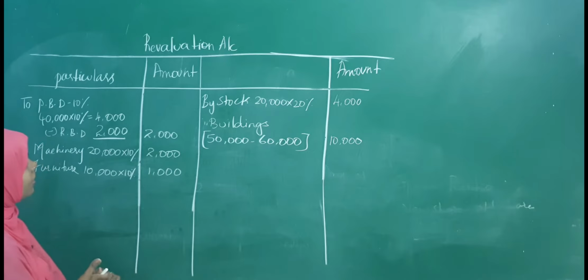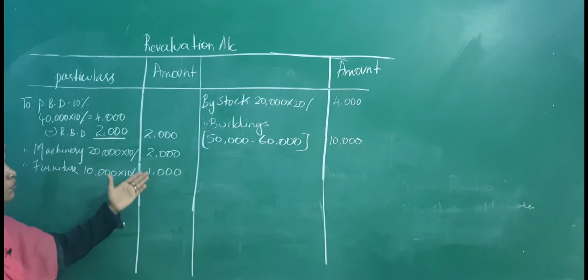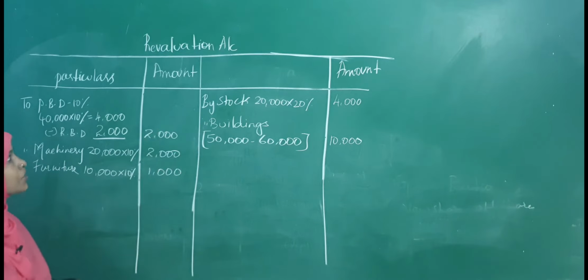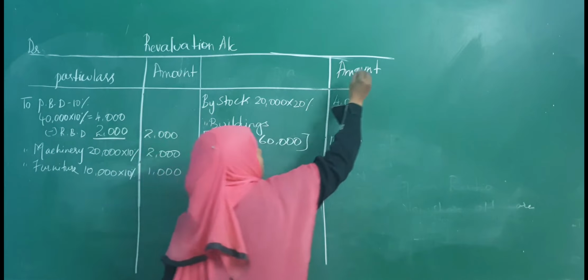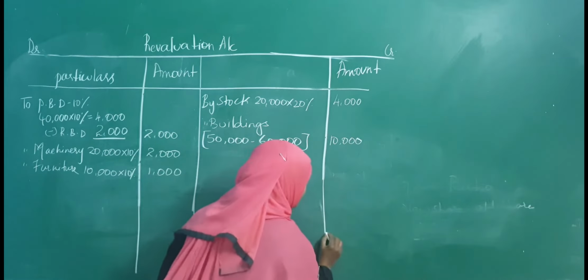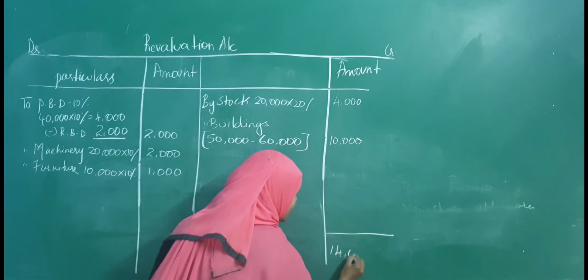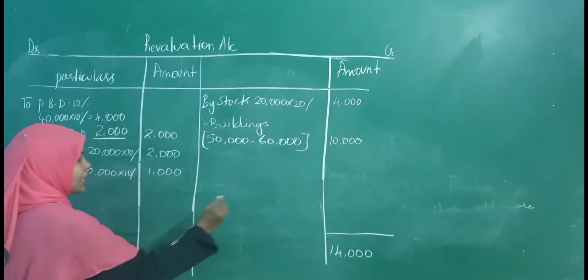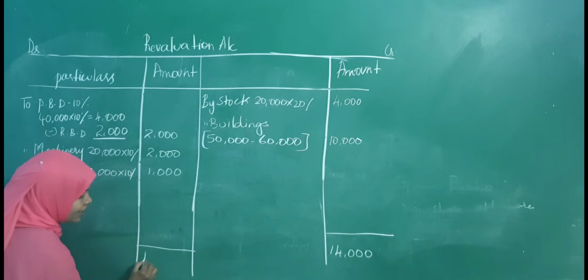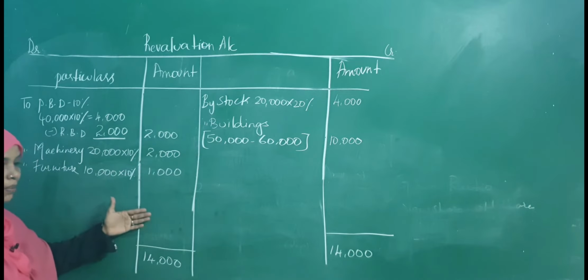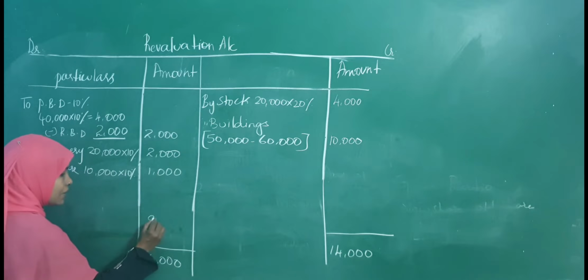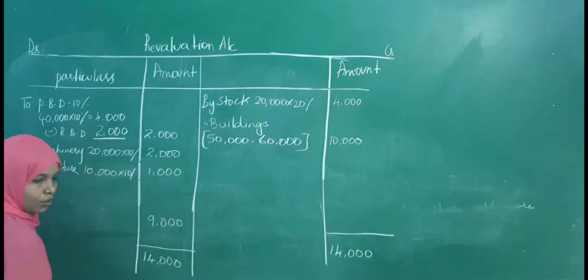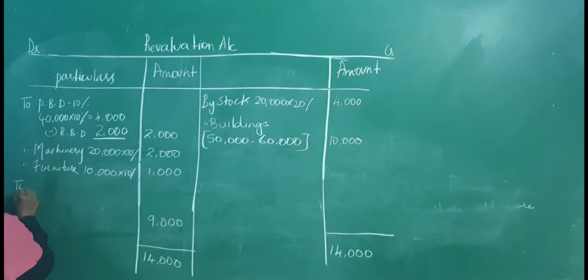Now you have to see which side is more. 2 plus 2 is 4, 4 plus 1 is 5. Credit side is more. As I have told you, debit and credit is very important. So this side is more, it's 14,000. Which side is more? You have to balance it, write the same total. Since credit side is more, you will get the balance in debit side. 14,000 minus 5,000 gives you 9,000. This 9,000 is profit. You have to distribute it to all the three partners.